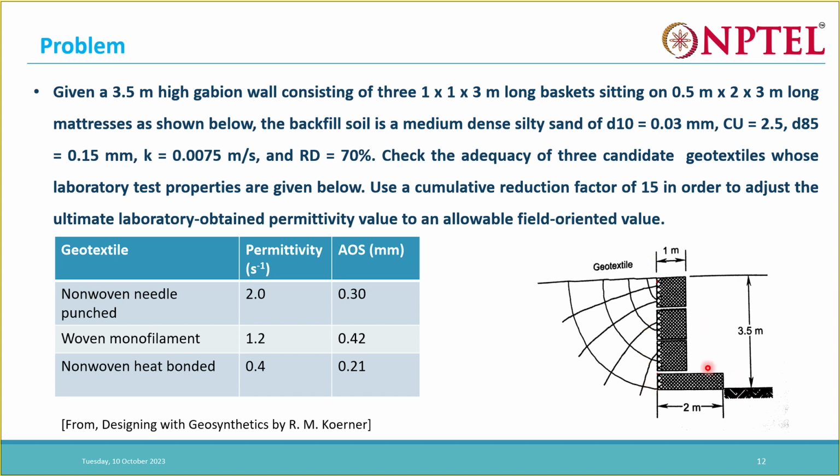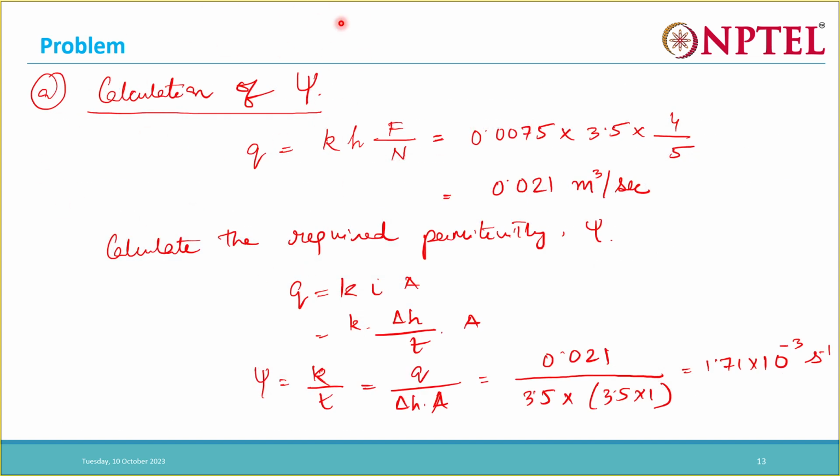So what we have to do is draw this Gabion wall to a proper scale and then try to construct the flow lines and equipotential lines. Why are we drawing these? Because we need to find the total flow Q. First we need to calculate the required permittivity. For that, first we calculate the flow, Q equals K H Nf by Nd. The number of flow lines is 4, the number of equipotential drops is 5, K is given, and total head is 3.5. So we get Q.